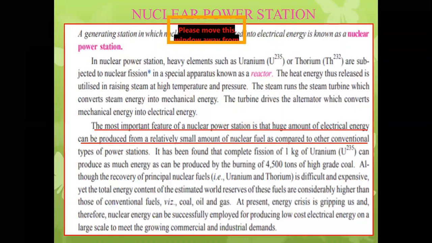Nuclear power plant is one of the base load power plants. So tell me, anyone, what are the basic requirements of a power station or power plant which can be used as a base load power plant?